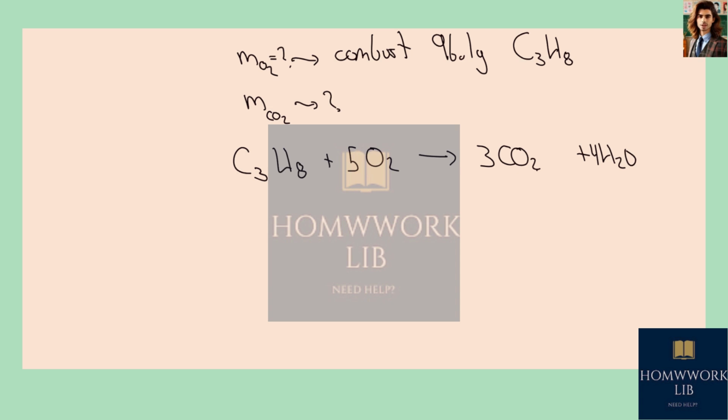So the first thing to get is the mass of oxygen. And this is going to be coming from the mass of propane that we're going to have. We need to transform this into mole of propane first, and for that we know that the molecular mass of C3H8 is going to be equal to 44.1 grams per mole. So 44.1 grams of C3H8 are going to be equal to 1 mole of C3H8.